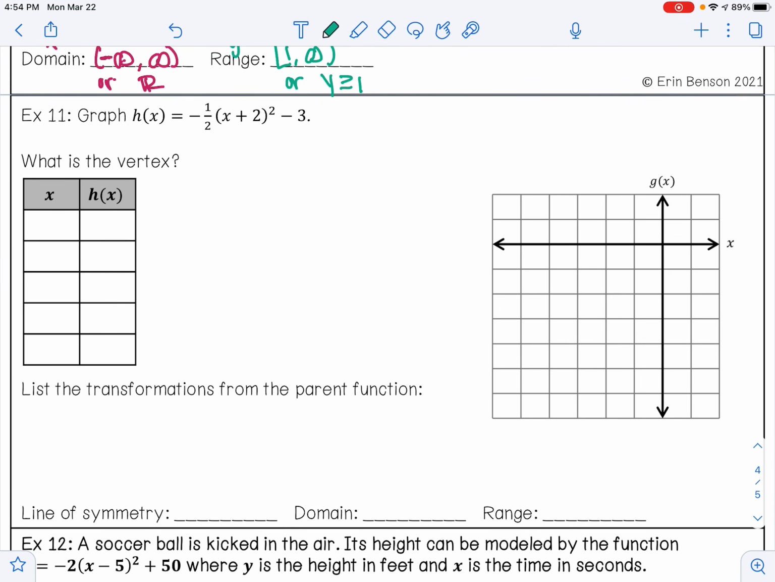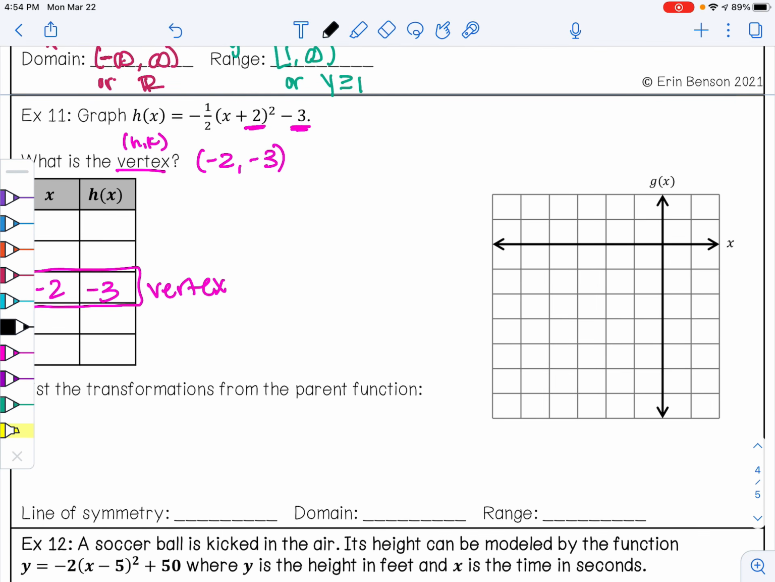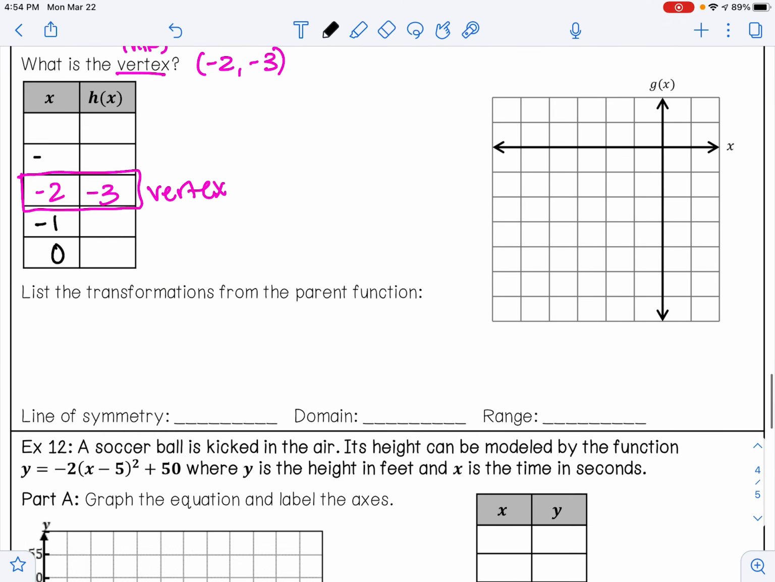Alrighty. So the first question is, what is the vertex? Remember, your vertex is always going to be of the form (h, k). So I'm going to change the sign of h and keep the sign of k. So my vertex is at (-2, -3). After -2 is -1, and then 0. Before -2 is -3, and -4.